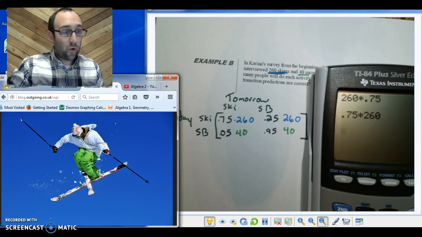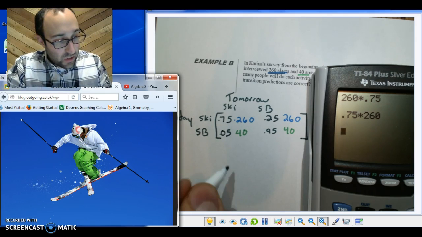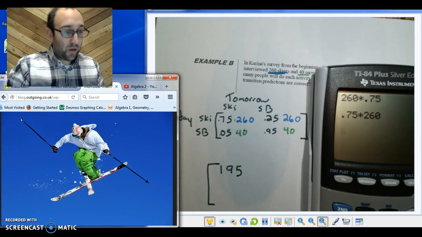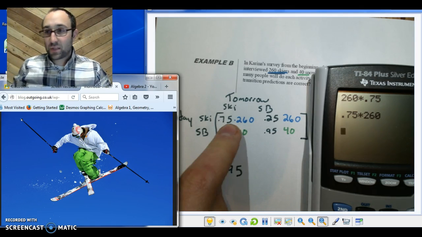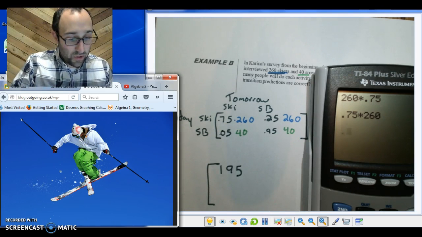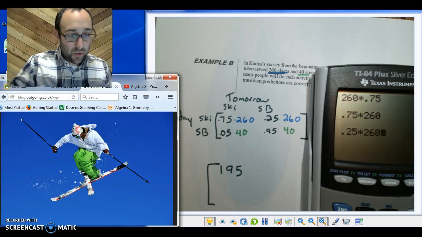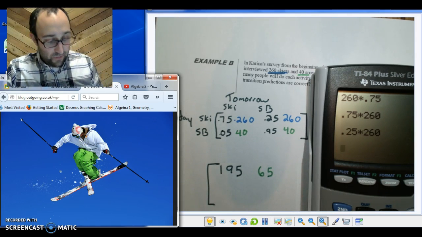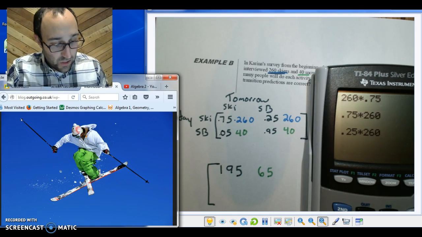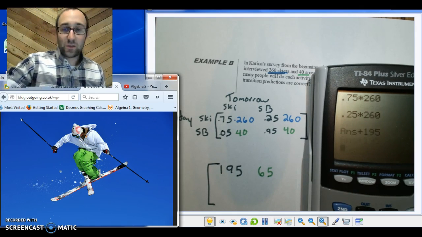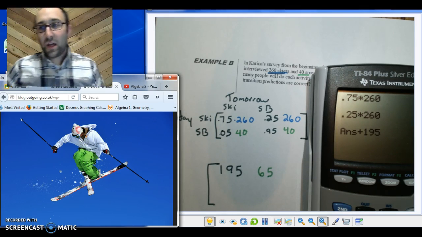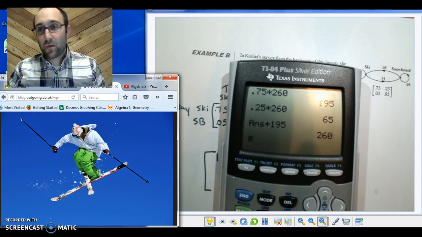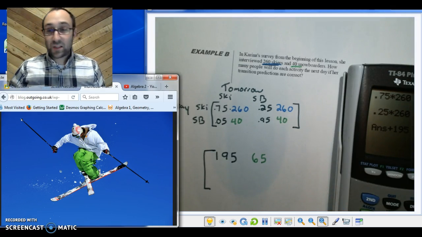So I'm actually going to make a new matrix here, and we're just going to write 195 for that spot right there. Okay, so that's how many are going to ski from skiers. How many of those skiers are going to snowboard? 0.25 times 260. And you should get 65. We're going to write 65 over here. If I add 65 and 195 real quick, do I get 260? I do, so that's just a real quick check. Oh, in case you couldn't see it, it's right there. Sorry about that, everyone. Okay, so we've done the skiers.